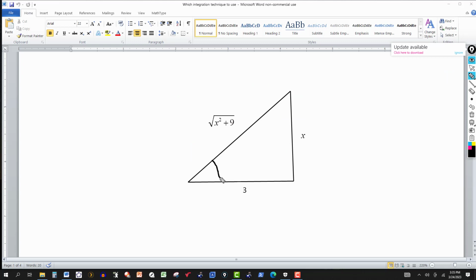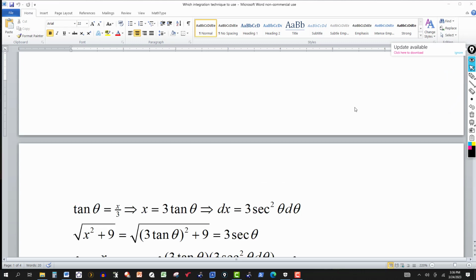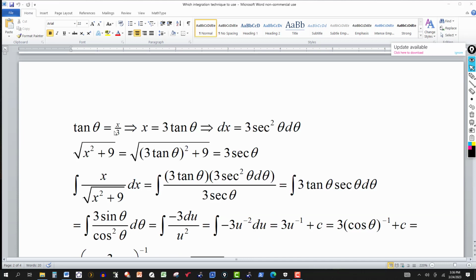This angle then I'm going to call theta, and tangent of theta is x over 3. And then this side, of course, is the square root of the sum of the squares here, x squared plus 9. So I get the hypotenuse is equal to this. So now from that information here, then we go to the setup here. And just to save us time here, I set it up. So from the triangle, the tangent of theta is the opposite over the adjacent. So that was x over 3.